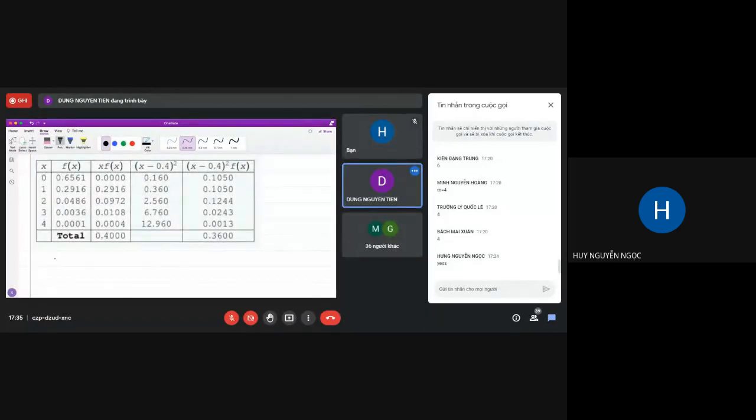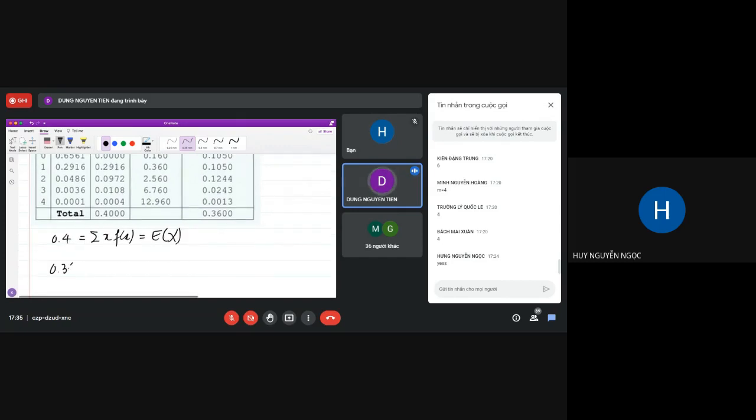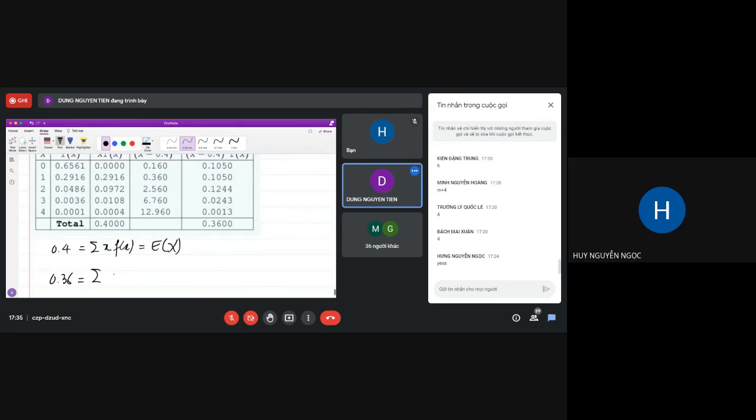So you see that 0.4 is the sum of x f of x, and this is the mean of X, correct? Yes. And how about 0.36? It is the sum of (x minus 0.4) squared times f of x. Understand? Yes. Okay. And this is the variance of X. If the variance of X is big, the variation is big. If the variance of X is small, the variation is small. Okay? Yes, I see it.